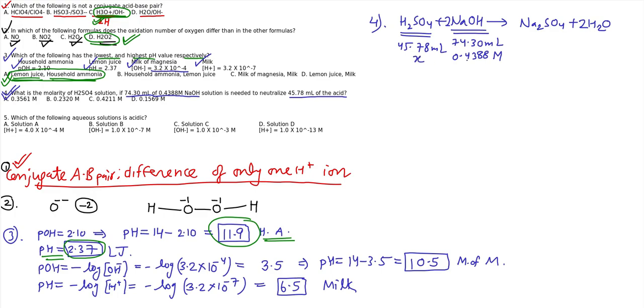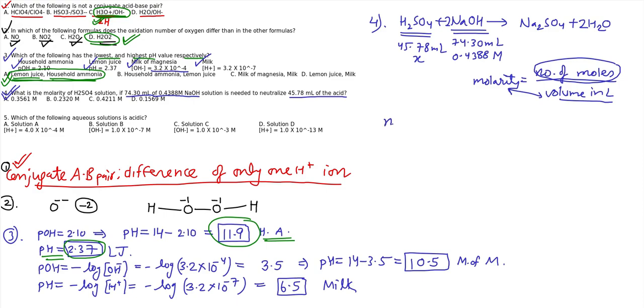So if you know the definition of molarity, what is molarity? Molarity is the number of moles divided by the volume of solution in liter. So if you have to calculate the number of moles, how can you calculate it? It will be simply the product of molarity and volume. So if you multiply molarity and volume in liter, that will be the number of moles. But if volume is given in milliliter, then that will be the number of millimoles.